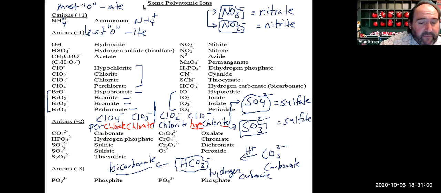Now, for a vast majority of the ions on here, the names end in either ATE or ITE, but there are certain polyatomic ions that actually do end in IDE. OH minus, for example, is hydroxide. We also have cyanide, CN minus, which also ends in IDE, and azide as well. And we have peroxide, O2 2-, which is another one that ends in IDE. But for the most part, things that end in IDE are going to be from the periodic table, the elements. But there are some polyatomic ions that will end in IDE as well.